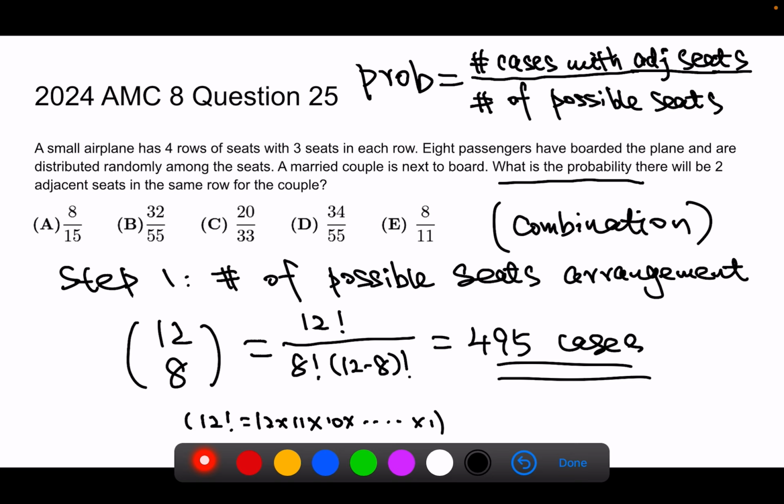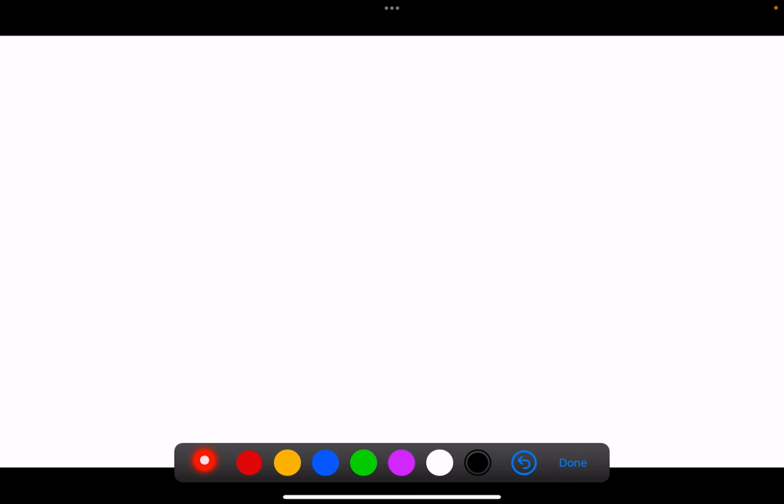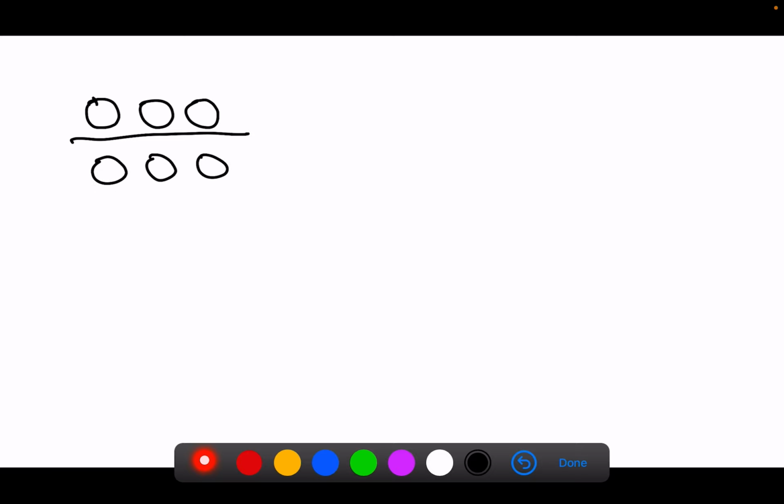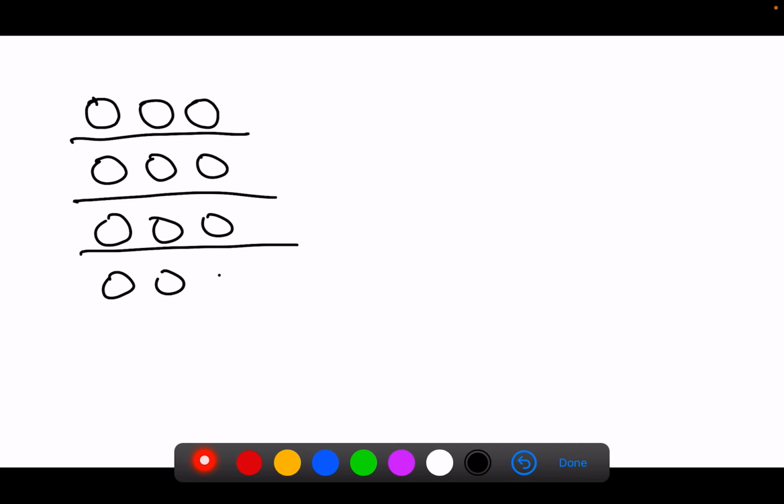Now we need to go a step further to say how many of them would work, would have 2 adjacent seats in the same row for the couple. So this is a question where I need multiple slides. I'll move to the next slide because I need more space to write out the solution. For this one, we have four rows of seats. So one, two, three. One, two, three. One, two, three. One, two, three.